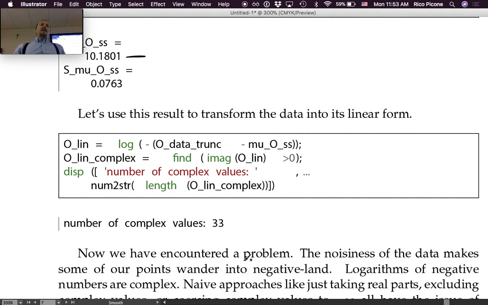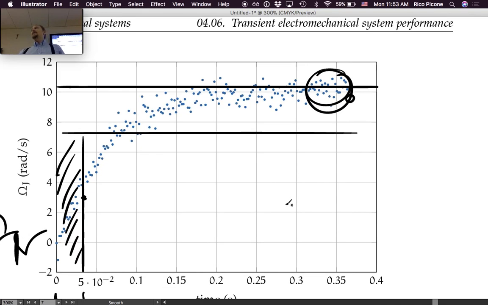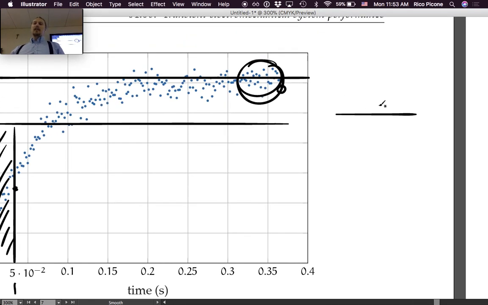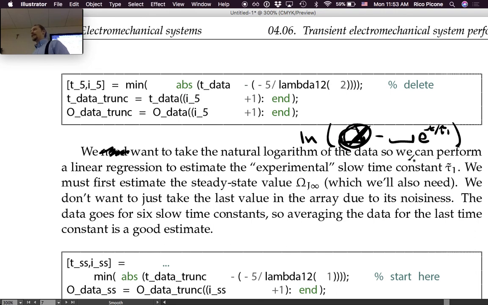33 of these, when we did this transformation, ended up coming out complex. That's because we took the log of a negative number. Essentially, we transformed this thing to look like a decaying exponential, which is great. So now we can take the log of it. But since it's random, some of these values wander off into negative land. Negative values come out complex if you take the log of them. And you can't simply just take the real part. That would actually be worse than just getting rid of the point.